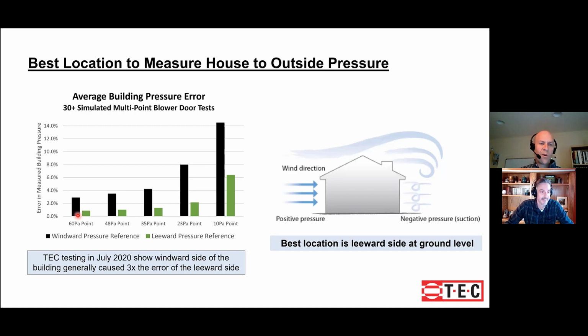Here we're showing the effects of how much error there is on the windward side and on the leeward side for the different pressure targets, when you're inducing 60 pascals, 48, 35, 23, or 10. And this is the error in the measured building pressure. You can see it's pretty dramatic. The leeward side is much better, typically about 1/3 of the amount of error due to the wind effect.